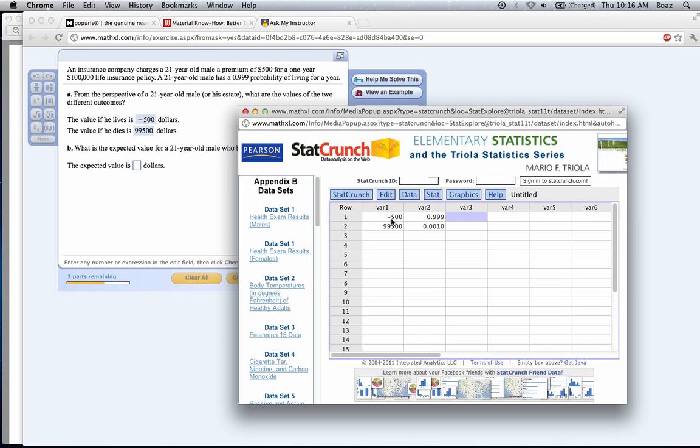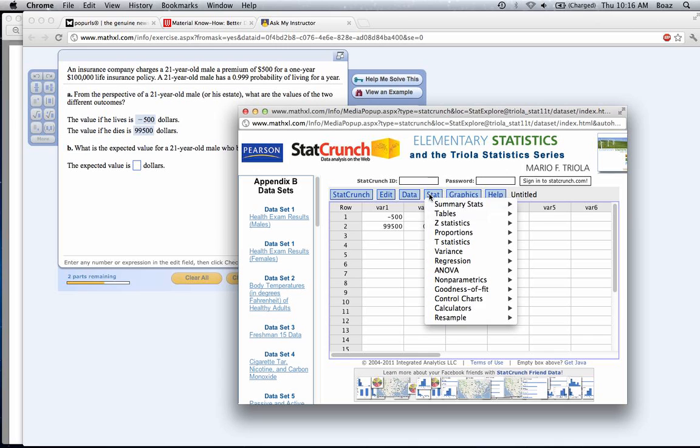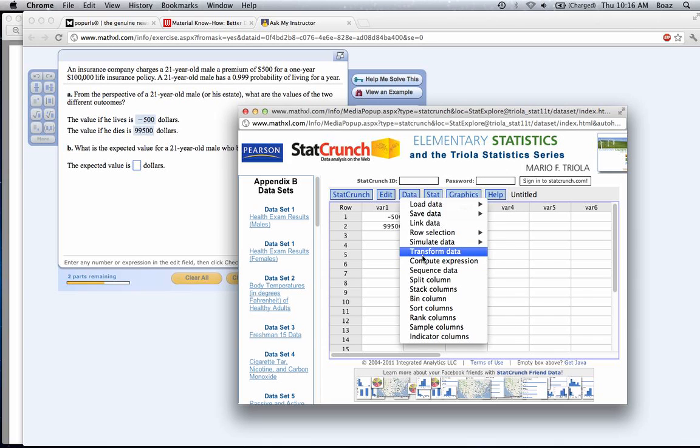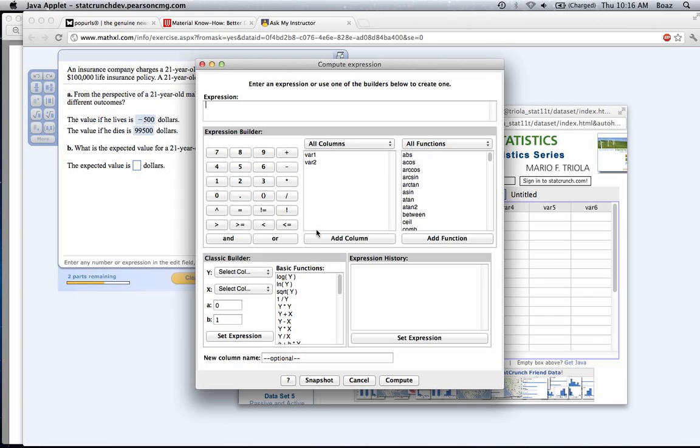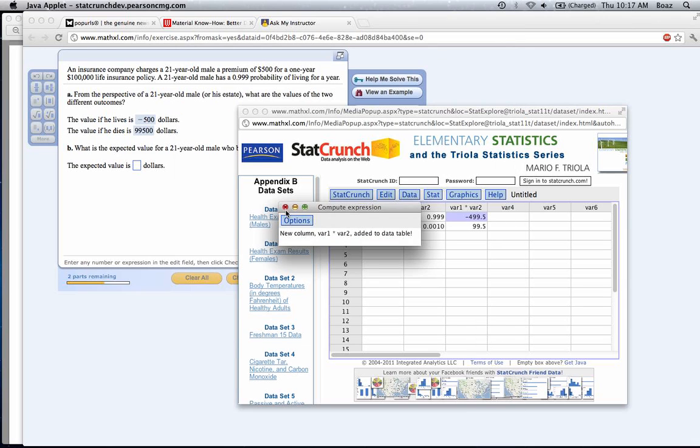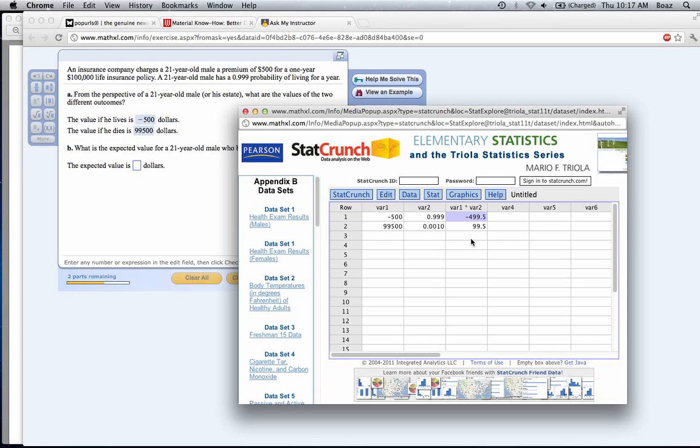Now, I can use a calculator to do that, but I'm going to actually do it here using data, compute expression. All I want to do is in column 3, I want to find the first variable, x, times the second variable, p of x. And when I hit compute, I have x times p of x here in this column now. Now, if I add these two together, then what I'm going to get is negative $400. And so the expected value is negative $400.